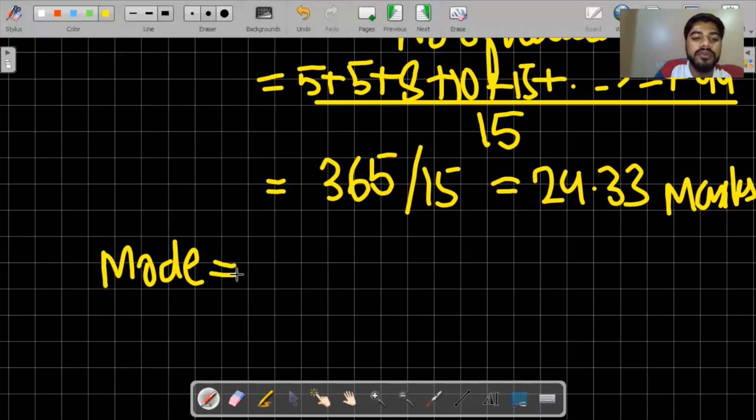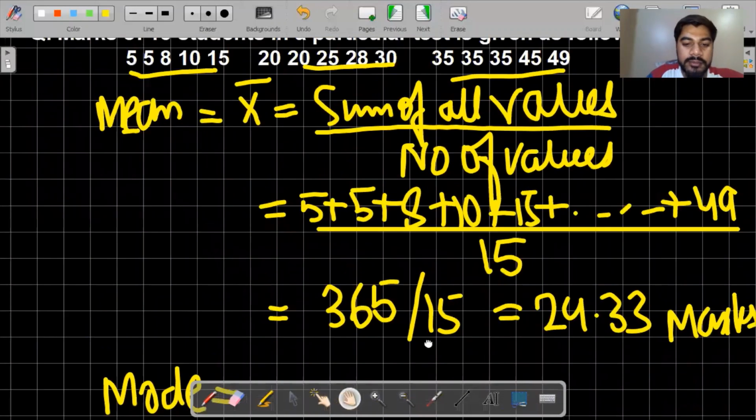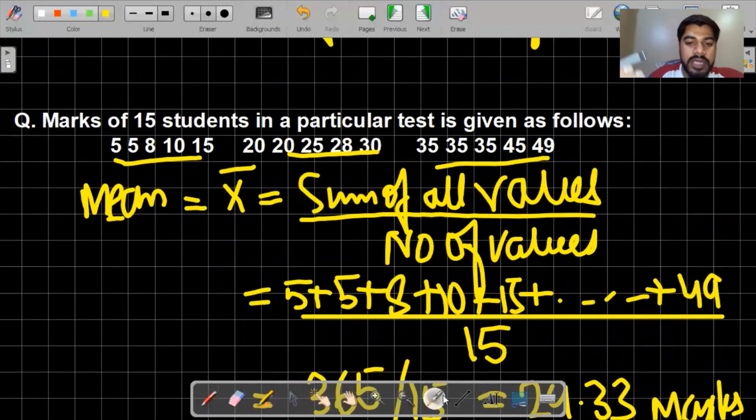So let's move towards mode. As we have discussed, mode refers to the most repeated, most popular value of the data set. So here in our data, if we consider the values that are most repeated, we have 5 twice, 20 also twice, and 35 three times. So the most popular value that is coming the most number of times will be 35.